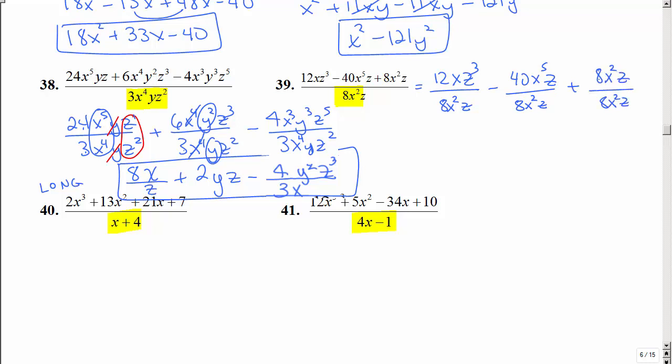So separate them, then reduce. So let's see, 12 and 8 are both divisible by 4. There's more x's on the bottom, so keep the x, subtract. There's more z's on the top, keep those and subtract. That goes in there 5 times. Keep the x and subtract, that cancels. Let's see. Ooh, now that all cancels out.